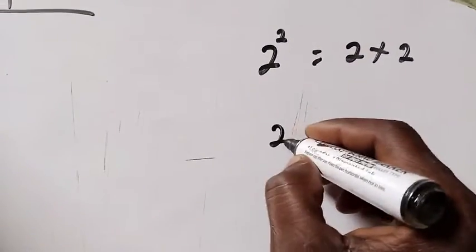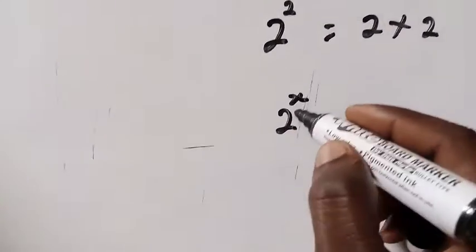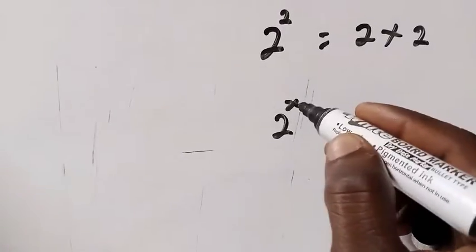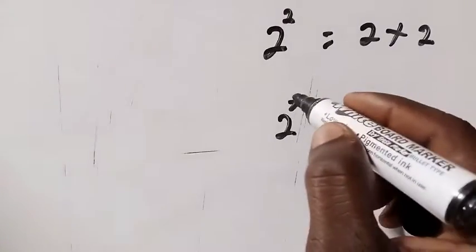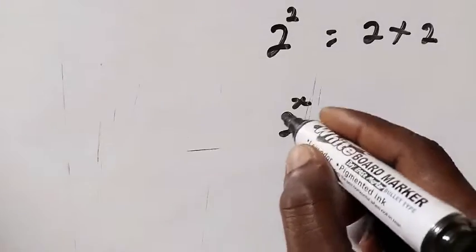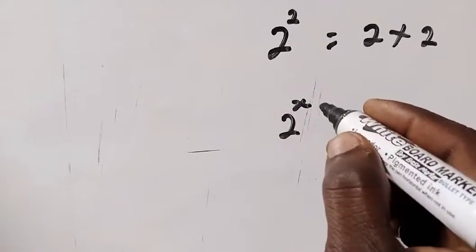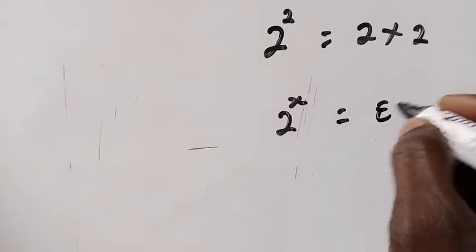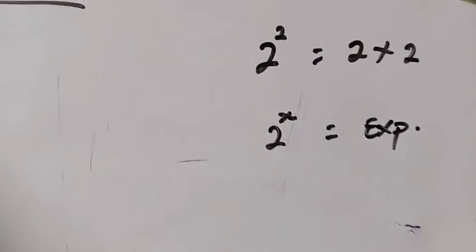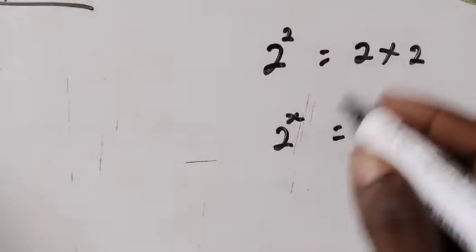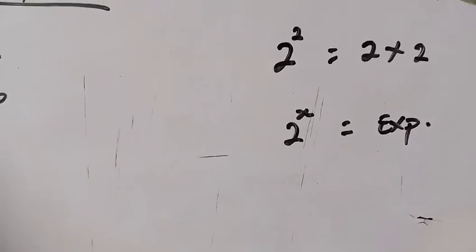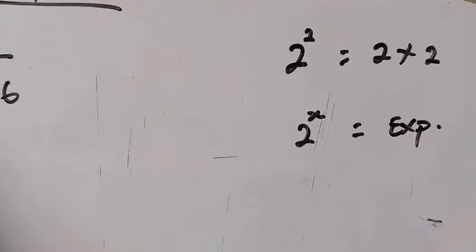So what about if you have 2 exponent x? The x here is exactly what we don't know, right? So we need to find the value of x and see how many times this 2 has been raised. This is what we call an exponential equation. I have a full video on all these definitions, so you may consider checking the playlist down below.